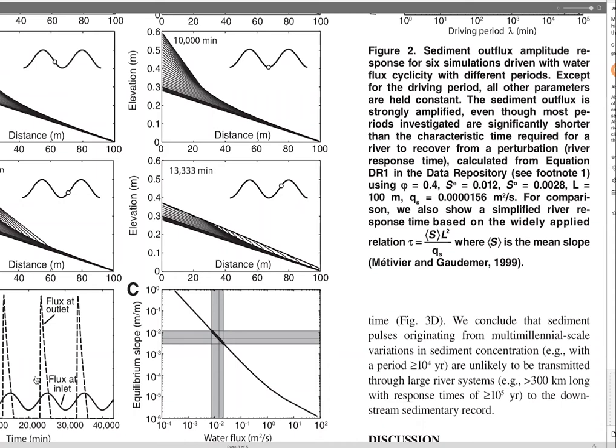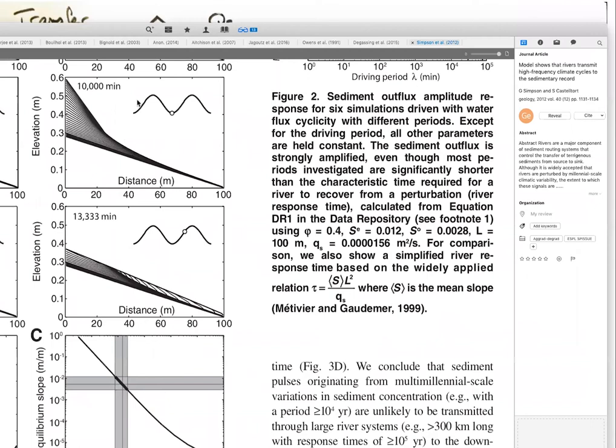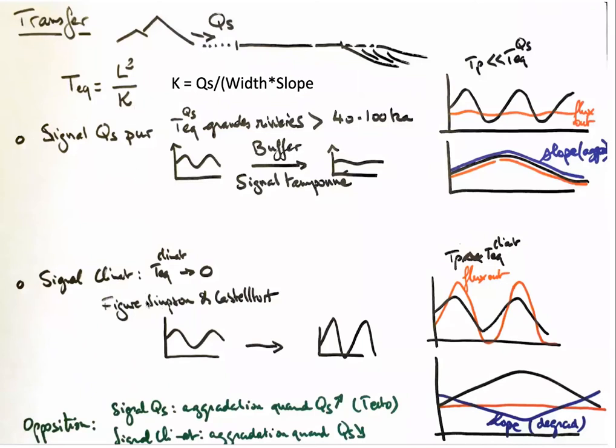Okay. It's one of the papers in which I contributed, and I really like it. I really like this paper. Let me go back to this here. So that's what I wanted to figure out here, is that you have a signal and it's buffered, and here you have a signal and it's amplified. Okay, depending whether you change just QS or whether you have erosion efficiency as well. Okay, so these are two very different behaviors.